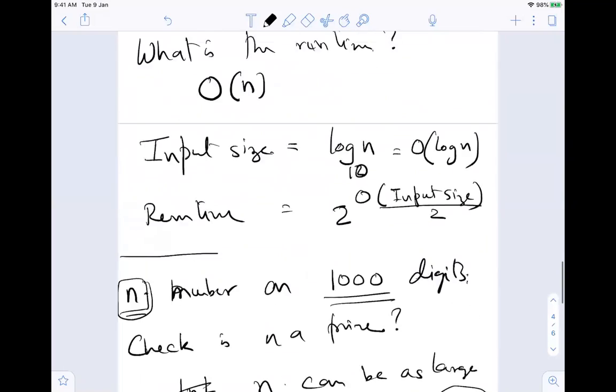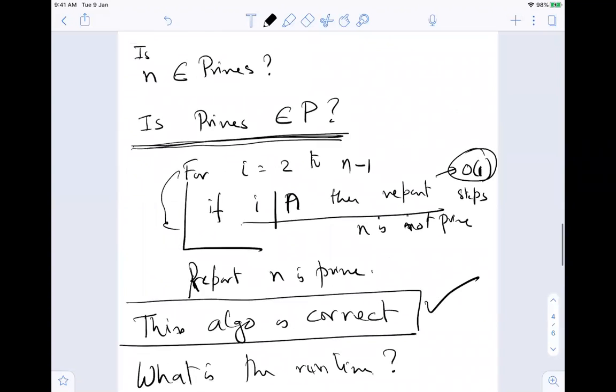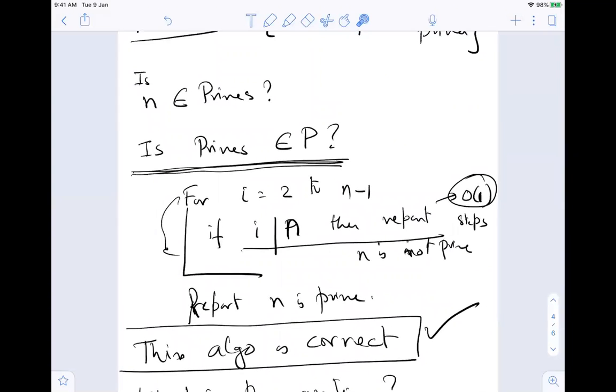Right? And when we are talking about polynomials in general, and not just n square or n cube or something, we are not too worried about a few polynomial factors here and there. A polynomial times a polynomial is also a polynomial.